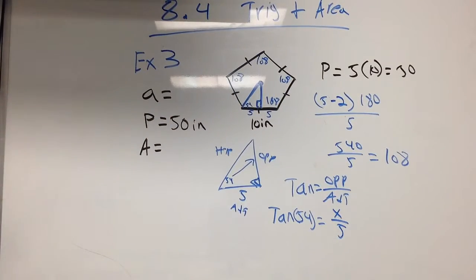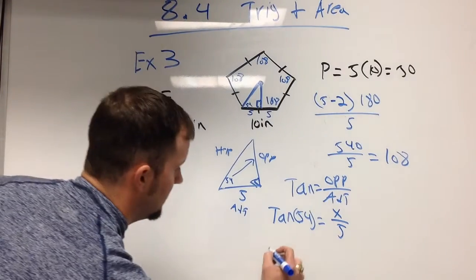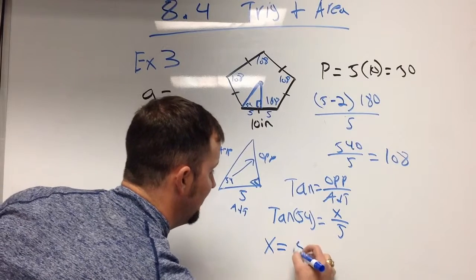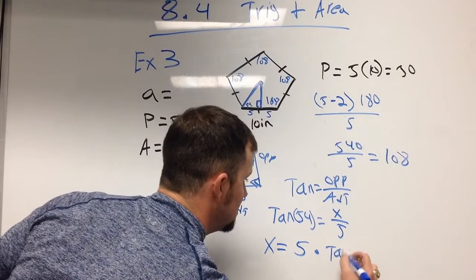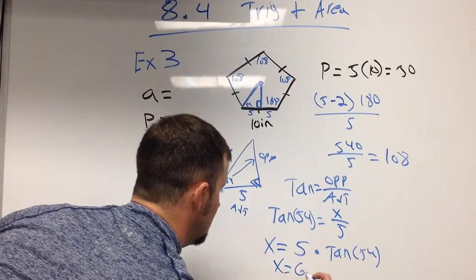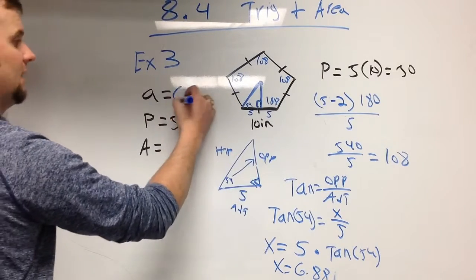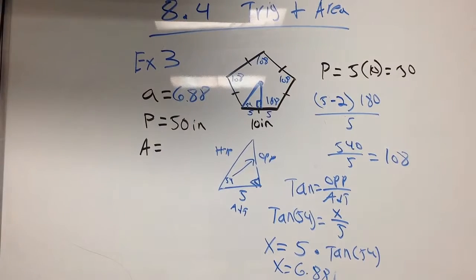And so literally, in order for me to get the x by itself, all I have to do is multiply by 5 on both sides. So x is going to be equal to 5 times the tangent of 54. So let me go ahead and see what this guy is. So I'm going to do 5 times trig, tangent of 54, and when I click enter I should get 6.88. So x is equal to 6.88. So that is going to be the value of my apothem. So my apothem is going to be 6.88 long.